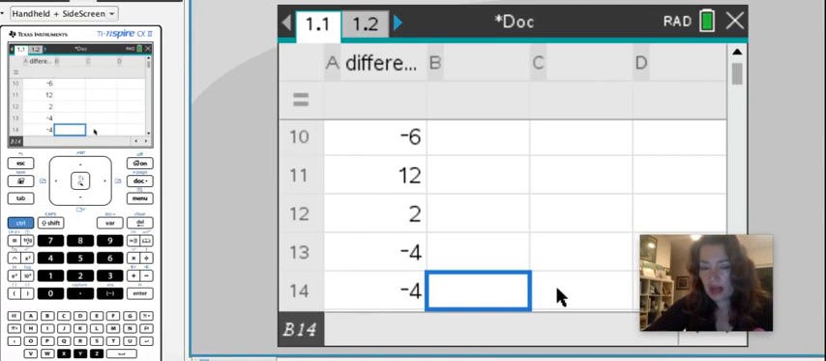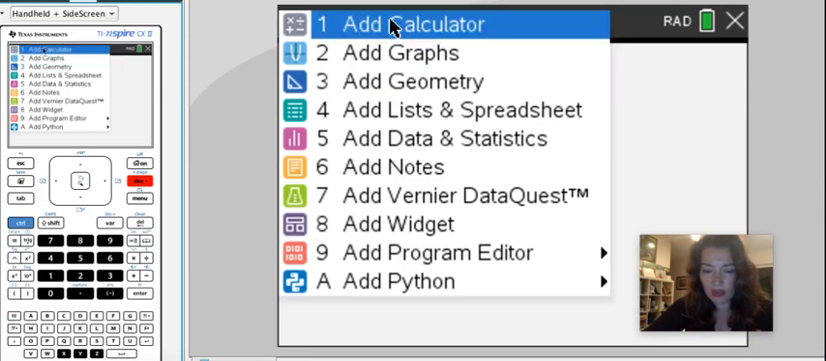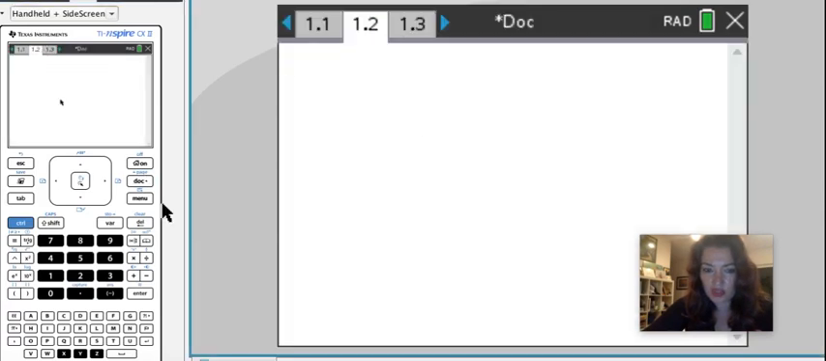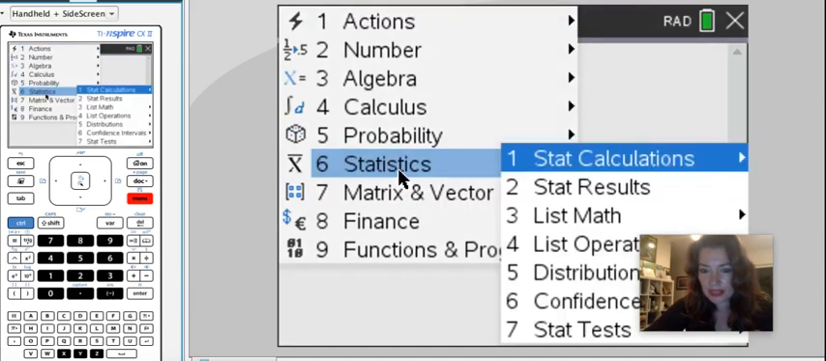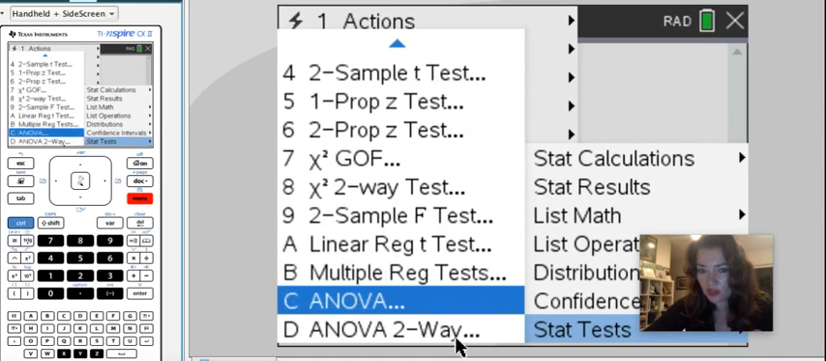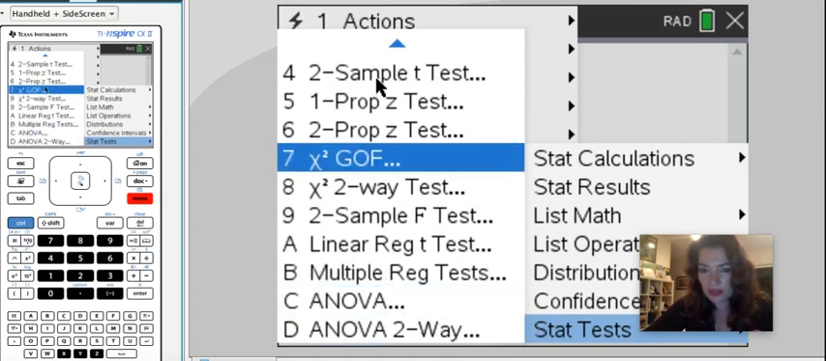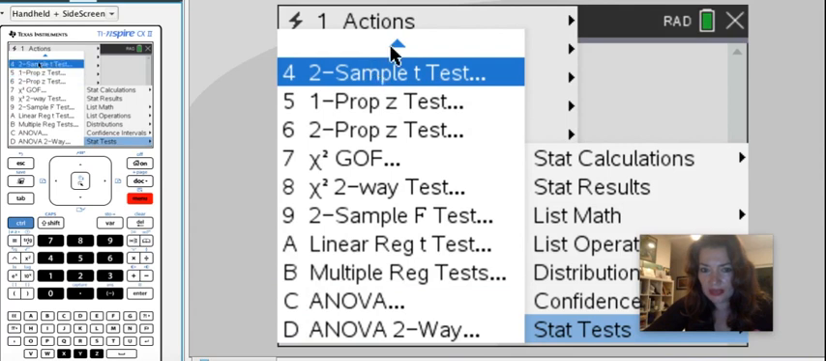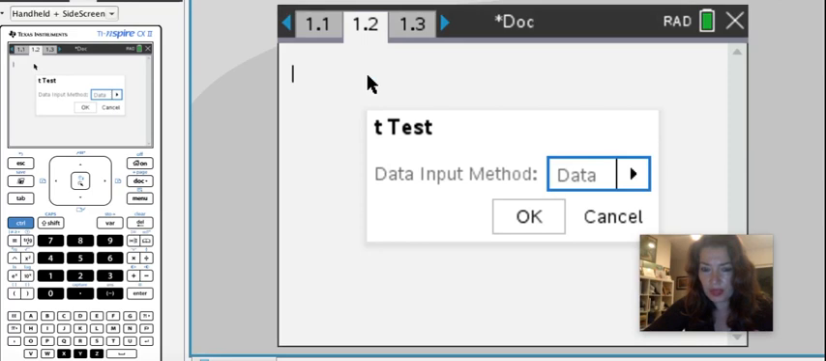So going to the calculator, I'm going to go ahead and just open a new page. And then I will do a matched pair t-test. So when I go to menu, statistics, stat tests, notice it's not going to say matched pair. It's going to just say t-test. So I'm going to go up to t-test, number 2. And then we enter a list, which is our data.